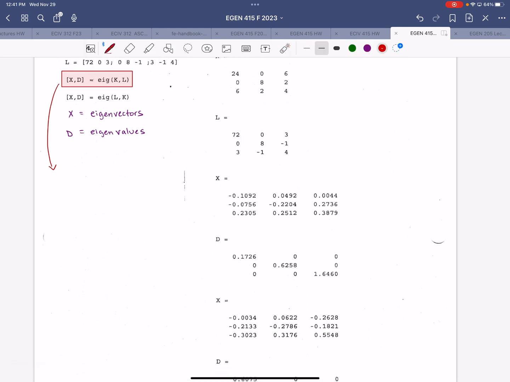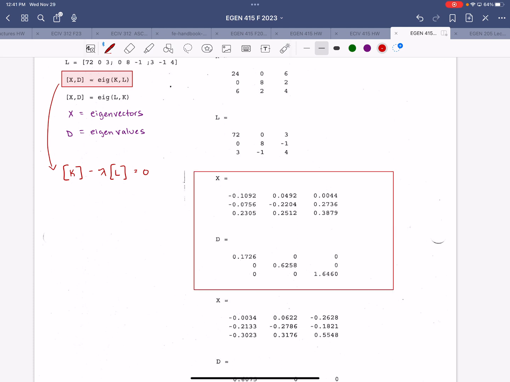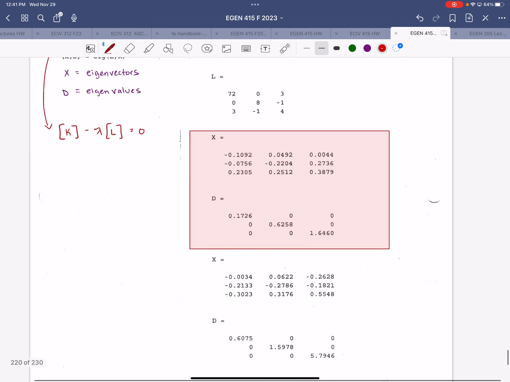So that first command represents the equation, the matrix K minus lambda times the buckling matrix is equal to 0. In this solution, that is represented by this first set of results. In this solution, you would want to target the smallest eigenvalue to obtain the lowest critical buckling load.